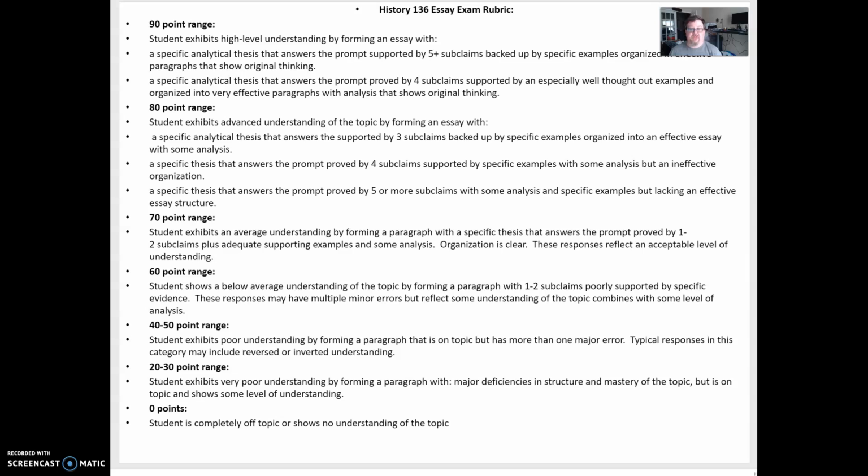This rubric is based on a 10-point range. So 90 and above is considered an A, 80 and above is considered a B, 70 and above is a C, 60 and below, let's not talk about that.